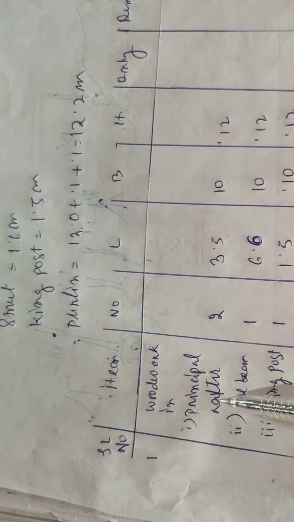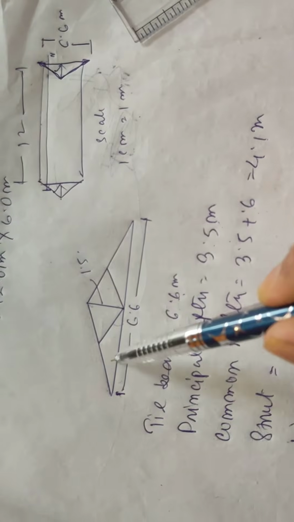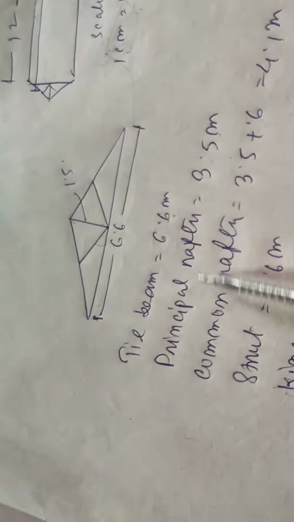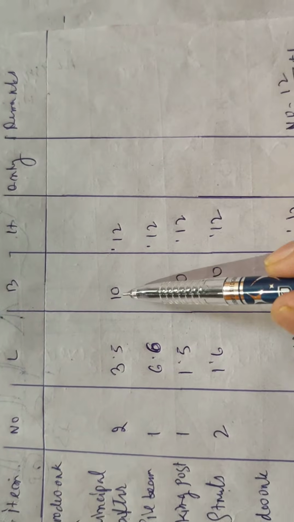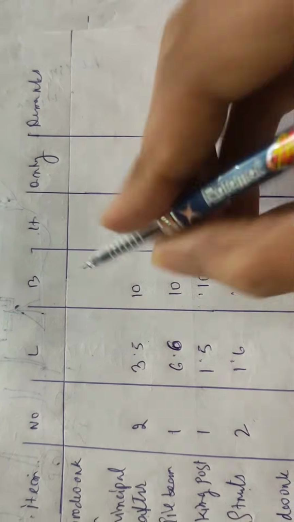So first of all, woodwork in principal rafter. How many principal rafters are there in one truss? 1, 2. So number is 2. Length of principal rafter we have found out 3.5. Breadth and height will be given to you in the question, and if it is not given, you just assume it to be 10 centimeter and 12 centimeter.